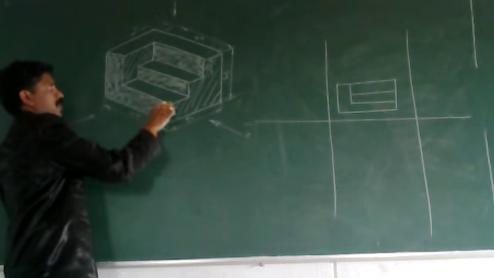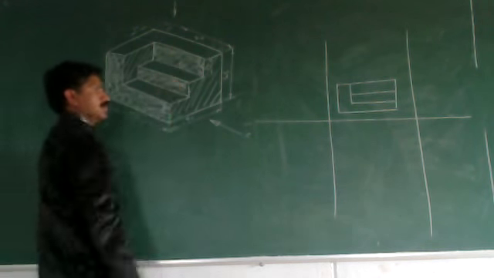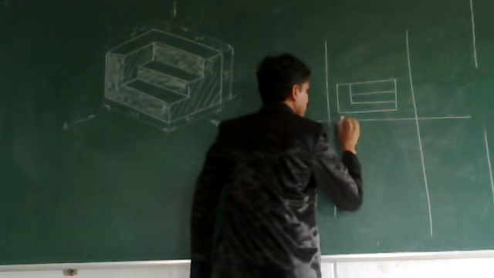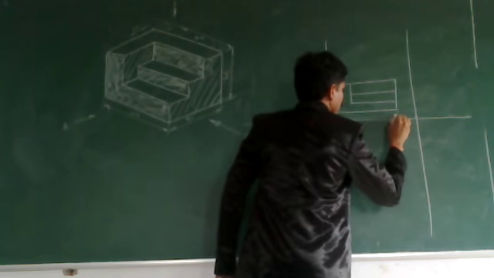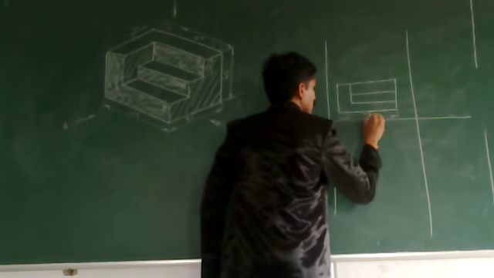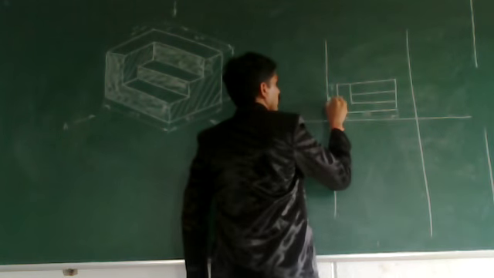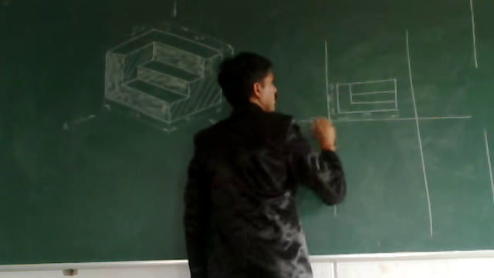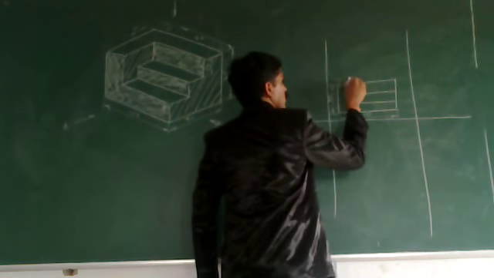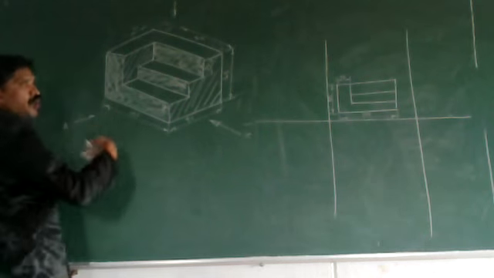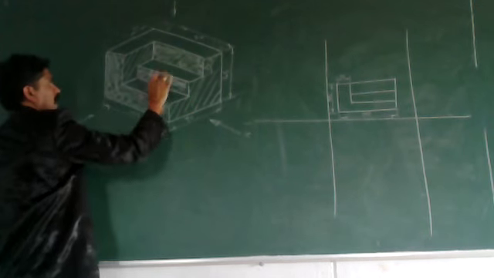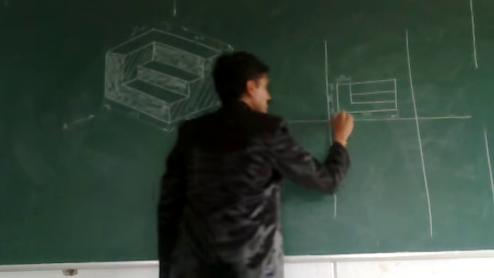The front view, L shape, rectangle, and the dimensions are: this is 108 and this is 45. Height is 45 and this dimension is 20. That's all. That is the front. Next concentrate on the top. Reverse L, rectangle 1, rectangle 2.